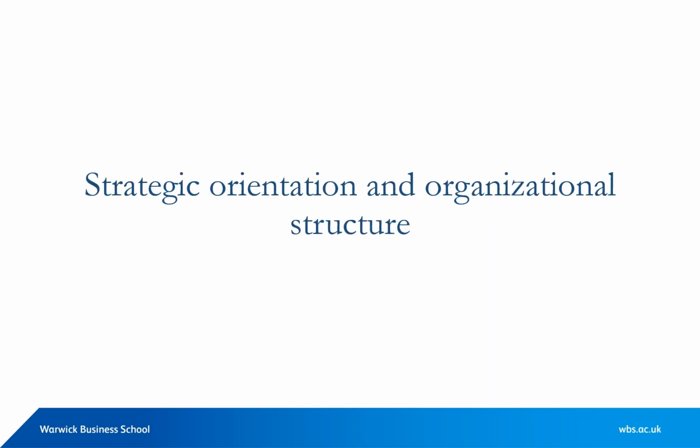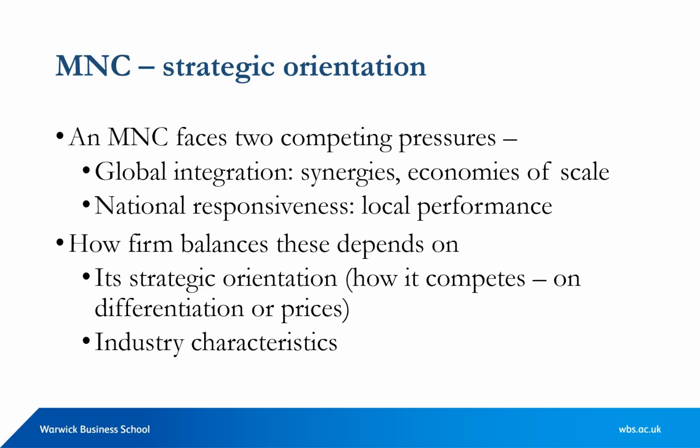Now let me explain how strategic orientation of a multinational firm affects its organizational structure. A multinational firm faces two competing pressures. First, to integrate its global operations so that it can create synergies and economies of scale, that is, lower costs. And second, to respond to the local market conditions so that the subsidiaries perform well in the host countries.